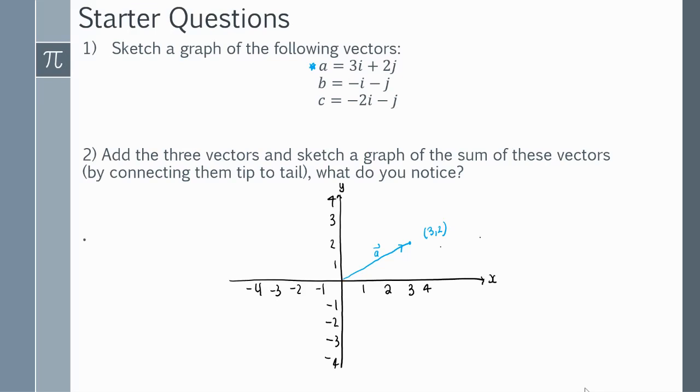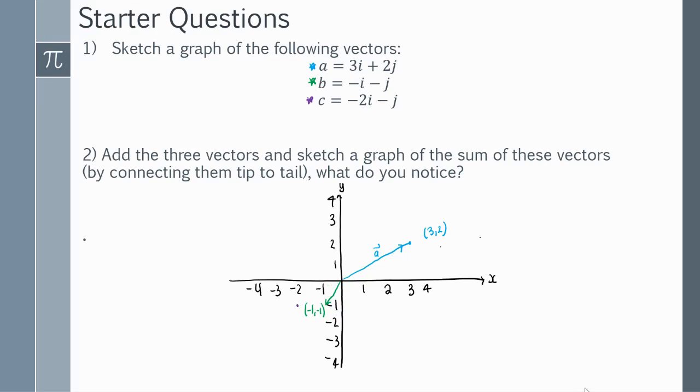Now, by now we know enough about vectors to know that the vector A will finish at the point (3, 2), and it will start at the origin because it's a position vector. B will start at the origin as well and finish at the point (-1, -1). And C will start at the origin and go to the point (-2, -1).